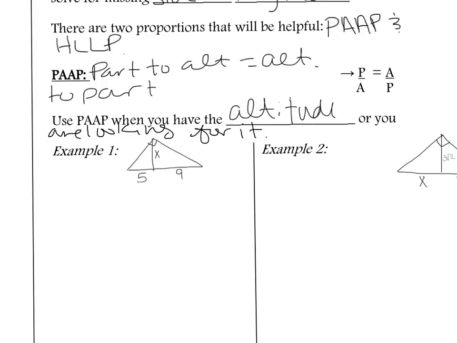Okay, so altitude, remember, is just the little height going from top to bottom. The reason you say that you use PAAP when you have or are looking for the altitude is because this whole proportion is centered around the altitude. It's the driving force behind PAAP.